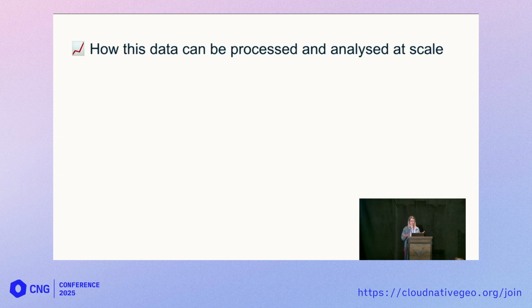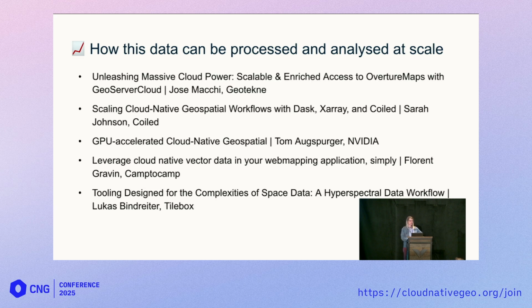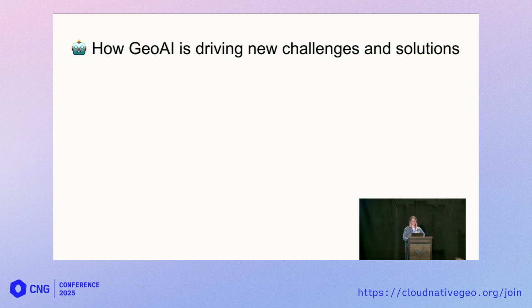And we'll hear about, now that this data is ready to be delivered, how we can process and analyze it at scale. There are a number of existing tools like GeoServer Cloud or the Dask, Xarray, Coiled stack that have been in existence and provide user-friendly interfaces to scaling data processing and analytics. We'll hear about how those tools have evolved. But we'll also hear about some new ideas, like using the GPU, as well as building a full end-to-end workflow for hyperspectral data.